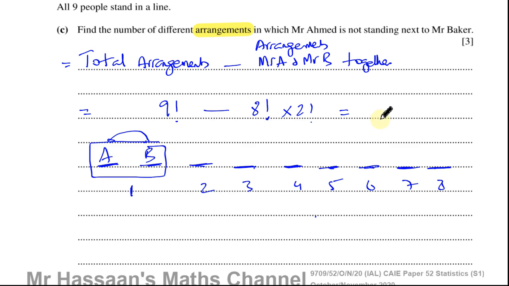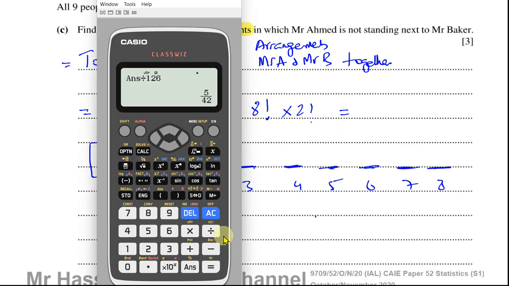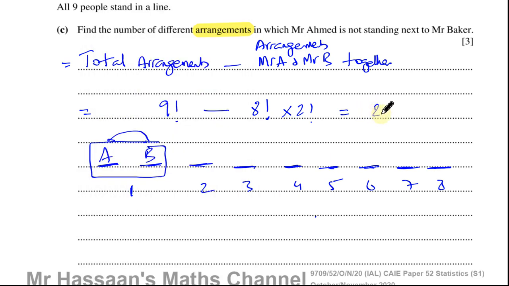9 factorial, which is the total number of arrangements, minus 8 factorial times 2 factorial. So you have 9 factorial. The factorial button is over here if you're not sure. Just press shift and this button over here. Minus 8 factorial times 2 factorial, which is just going to be 2. So that gives us 282,240 ways. Okay, so that's choosing and then arranging. So there we have the answer to part C.